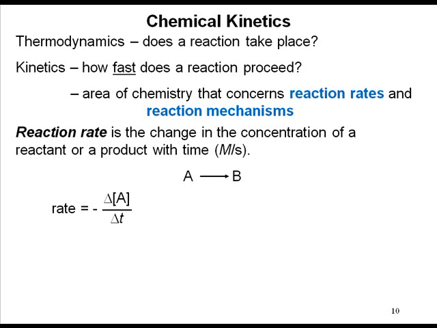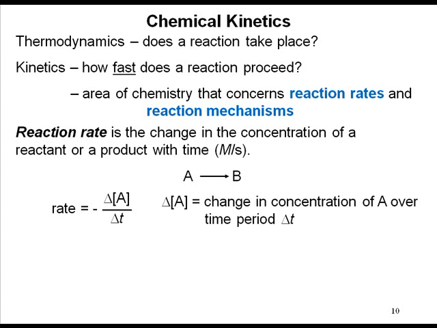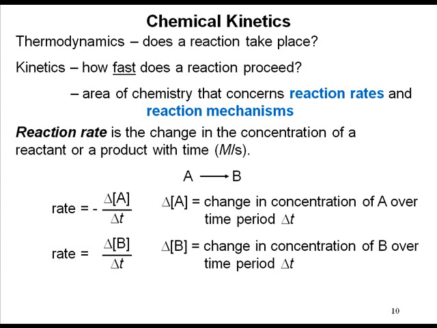So the rate of A is the delta A, which is the change in molarity of A in a certain amount of time. Notice it's a negative. It's a negative because there's a loss in the reactants towards the product. And so the rate is a negative value. The rate of B, which is how quickly the product forms in a certain amount of time. Notice it's a positive because the product is being gained.